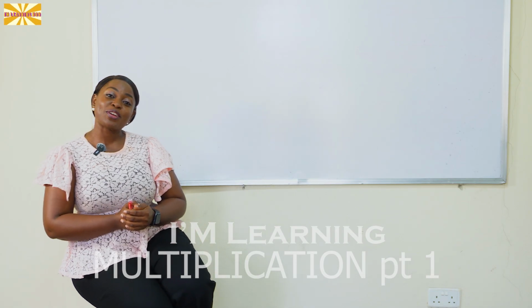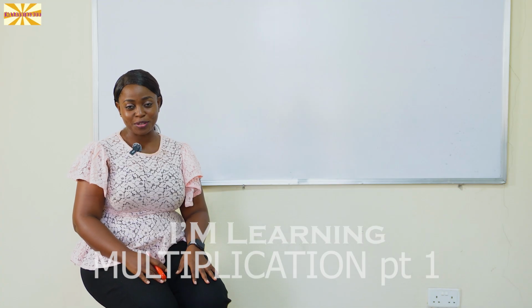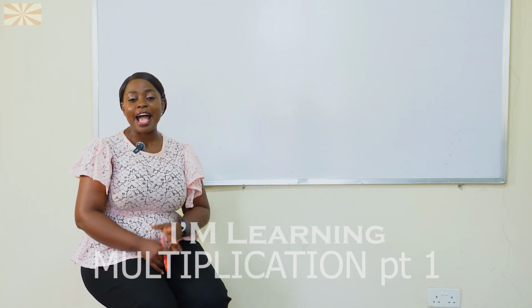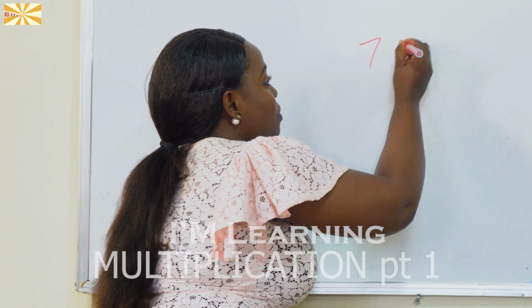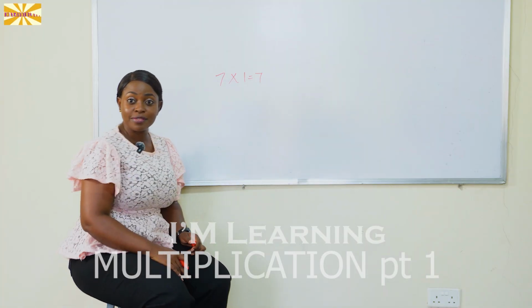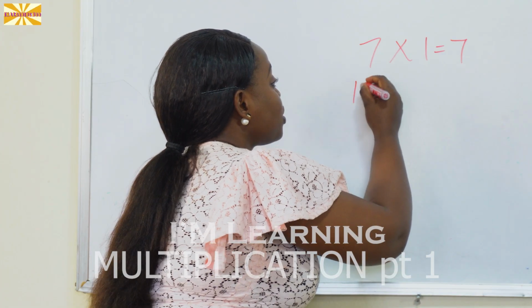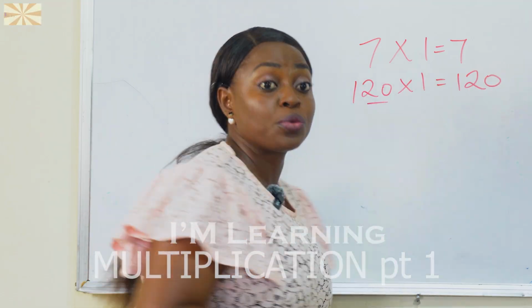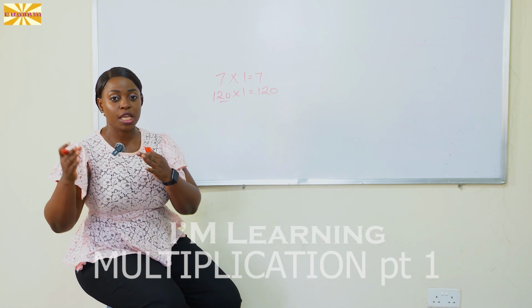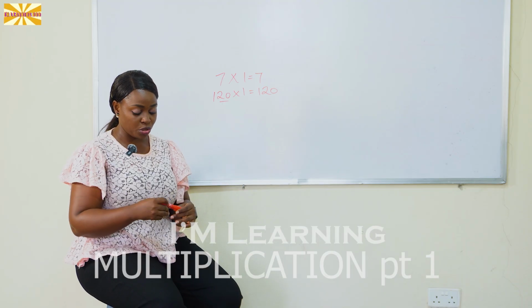All right, so let's look at some of the rules of multiplication. Now, there are certain rules that guide multiplication, whatever the numbers are. Now, these are the rules of multiplication. Any number multiplied by 1 is the number. So that means 7 times 1 is 7. It also means that if that number is 120, as long as it's multiplied by 1, the answer is that number. So any number multiplied by 1 is that number. And that is the first rule of multiplication.